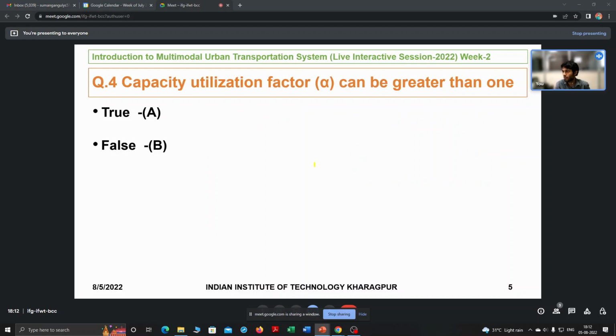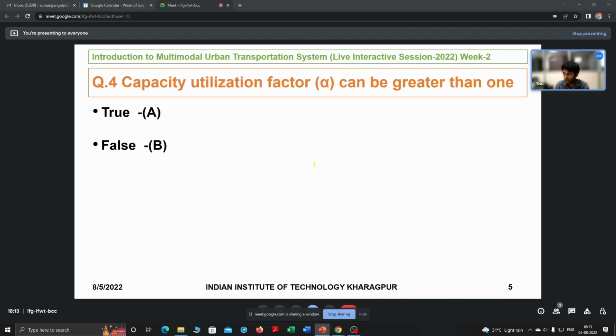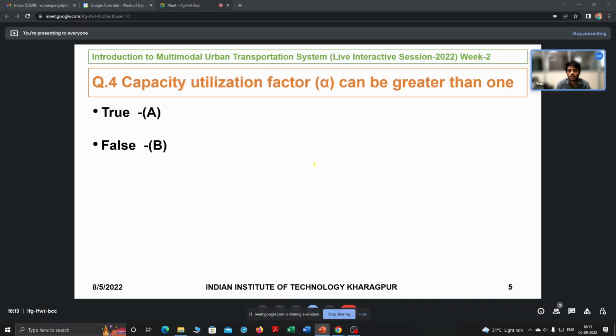Then, can the capacity utilization factor be greater than 1? So what is the capacity utilization factor, if I would ask? If I go to the previous slide, that is the ratio of utilized capacity to offered capacity, right? So the question is, is it greater than 1? Is the statement true or false? In the numerator it is your utilized capacity, and in the denominator it is offered capacity.